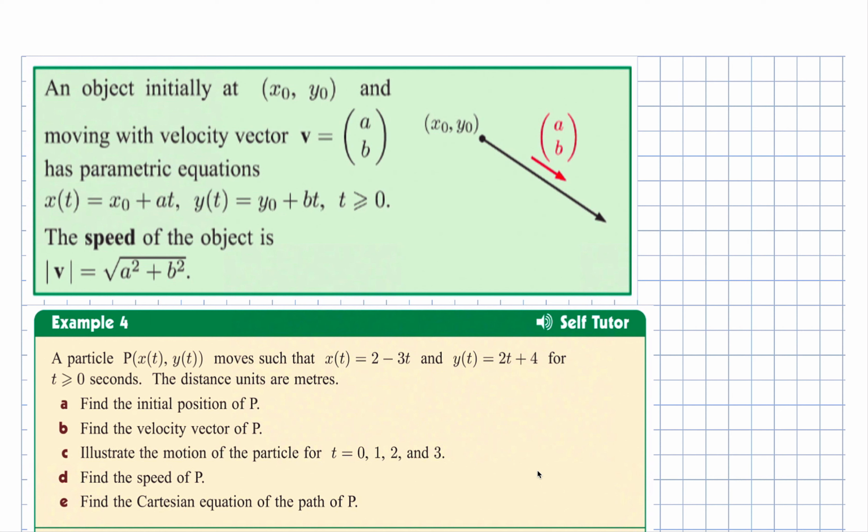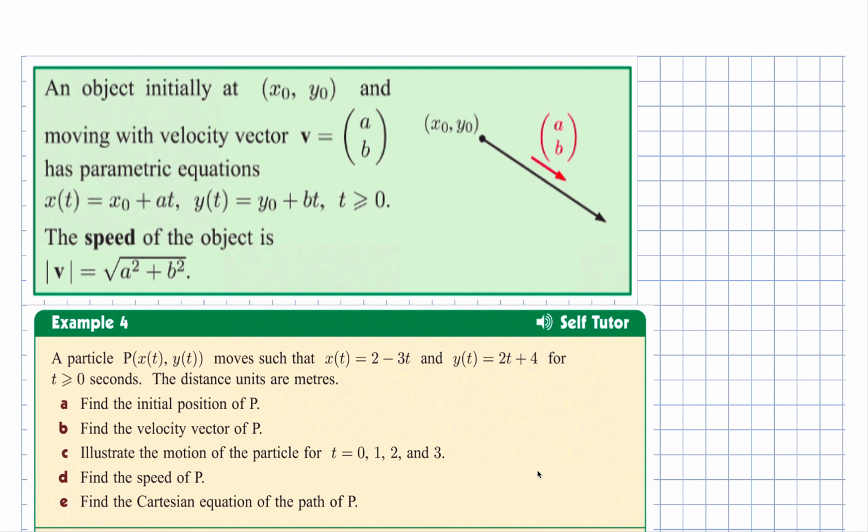The important parts we need to be thinking about and aware of are that the initial position is going to be x at time 0 and y at time 0. And if you're given a velocity vector of (a, b), then we can write that set of parametric equations like this: our initial x position plus the x part of the velocity vector times time, and the same thing for the y's.